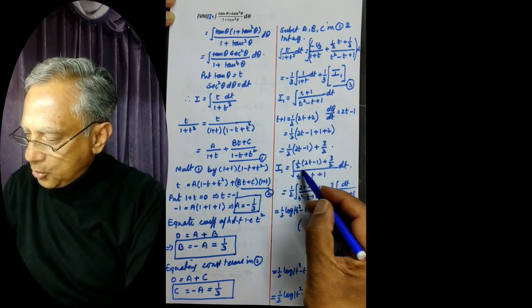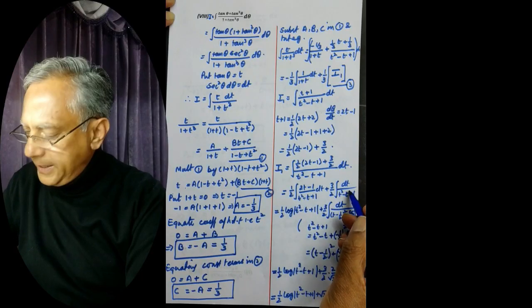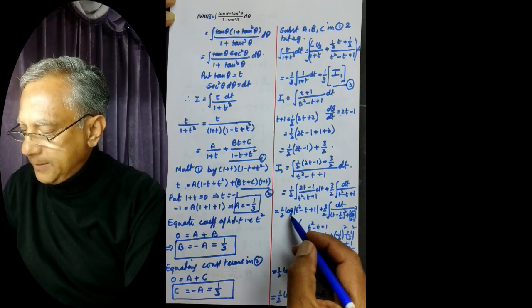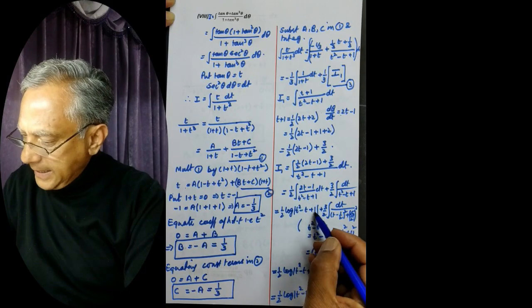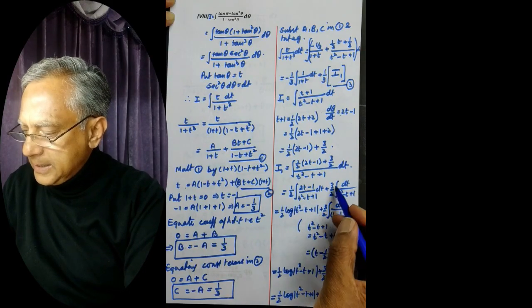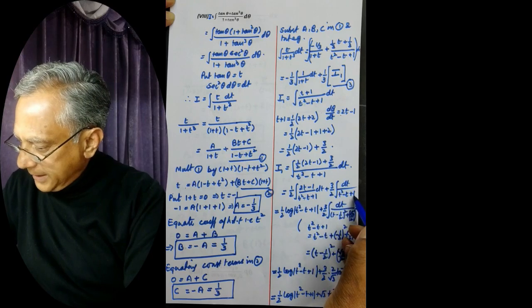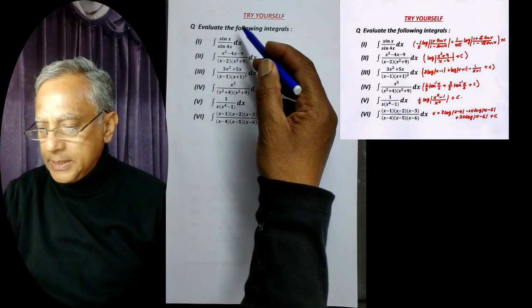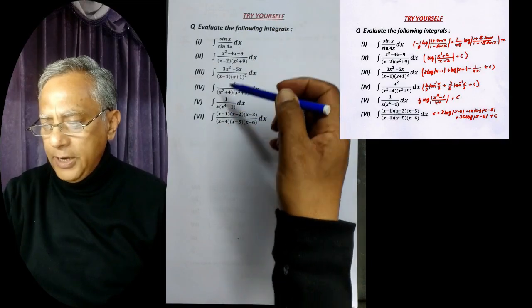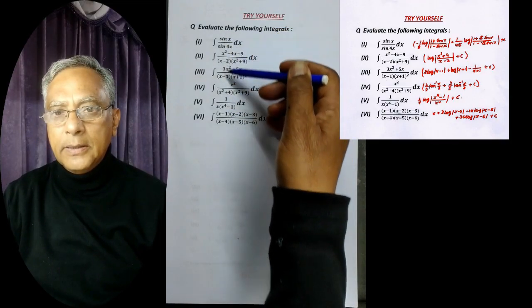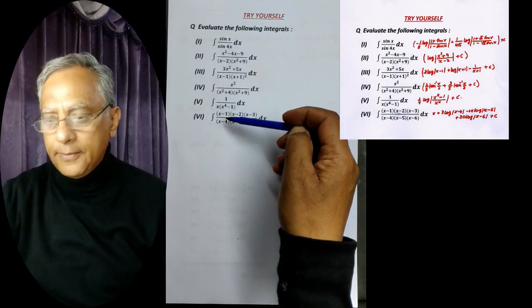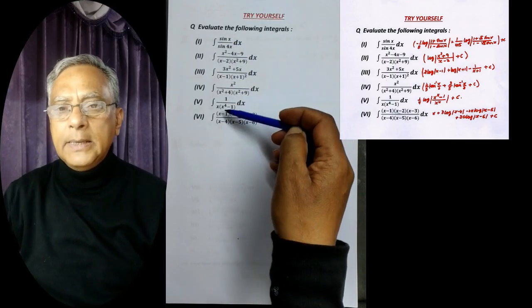Now separate into 2. First will be a complete integral, therefore log of t square minus t plus 1. And the second can be evaluated by completing the squares. So here we are completing the squares. Now you can try these questions yourself on similar lines. We are providing the answers.